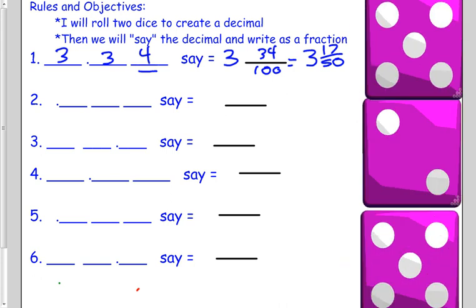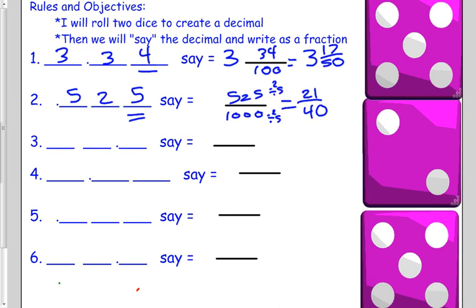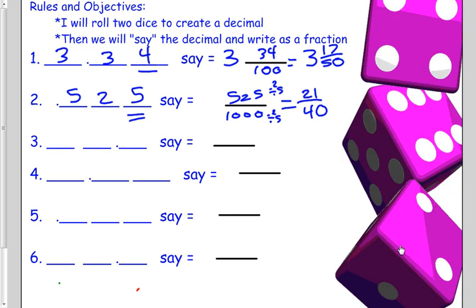5, 2, and 5. All right, let's read it. So here's our decimal point. So this number is 525, and the 5's in the thousands place. We have no whole number, so 525 thousandths. And I can see that both of those will be divisible by 5. So I could go ahead and do that. All right, and I actually realized I could divide them both by 25, so my simplified answer was 21 over 40.